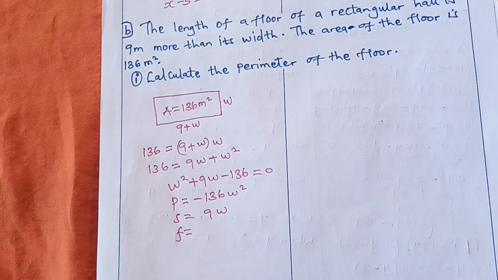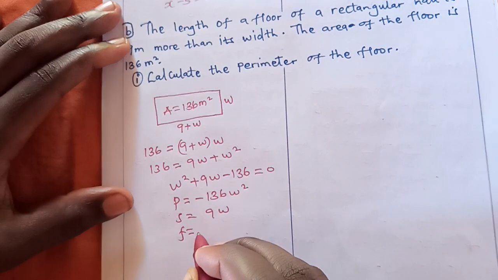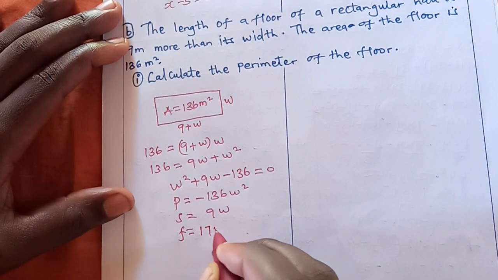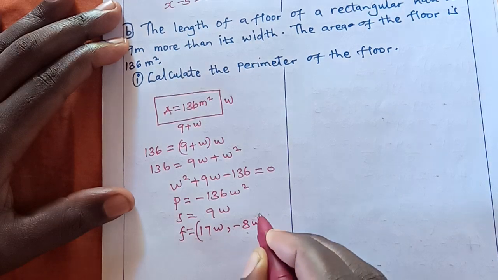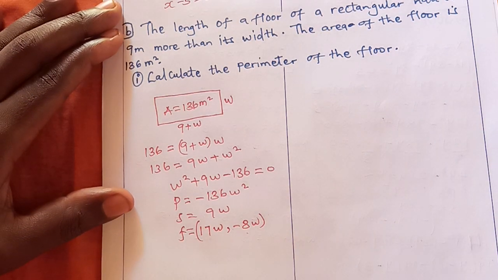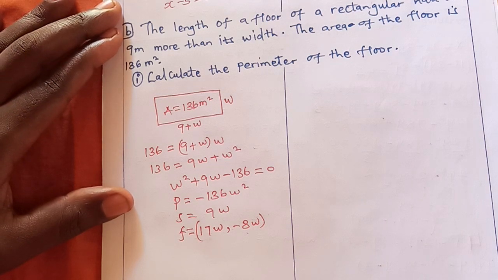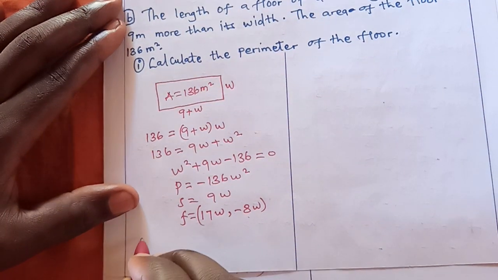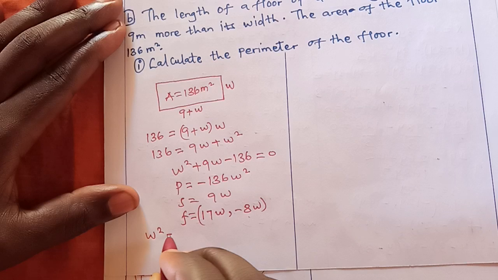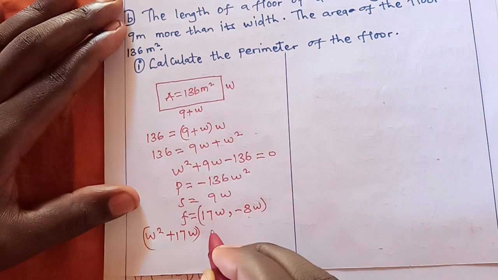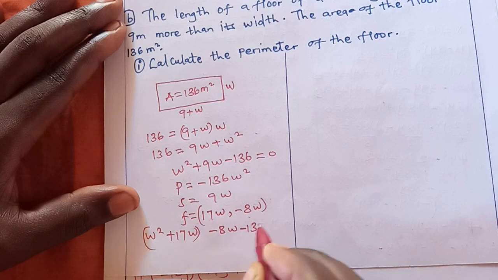The two values that when you multiply give you negative 136 are 17 and negative 8. So we have 17W and negative 8W. If you multiply the two, you get negative 136, and if you add, you get positive 9W. Now, W squared plus 17W, then minus 8W minus 136.